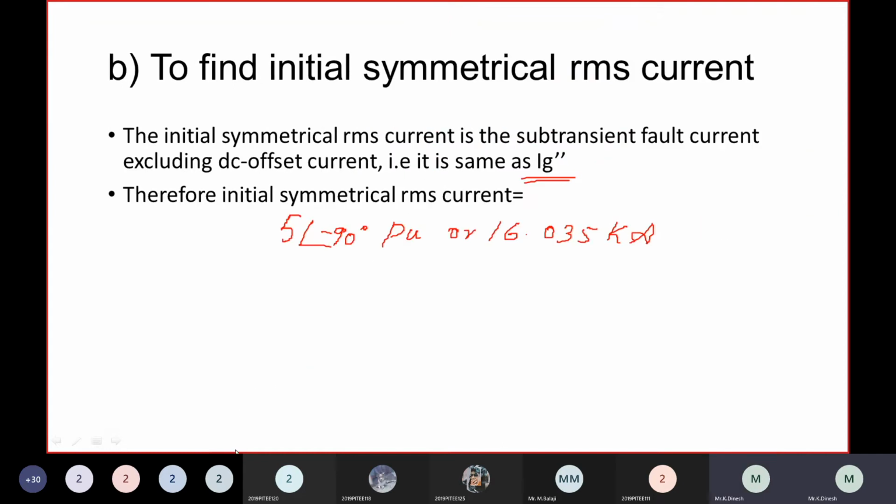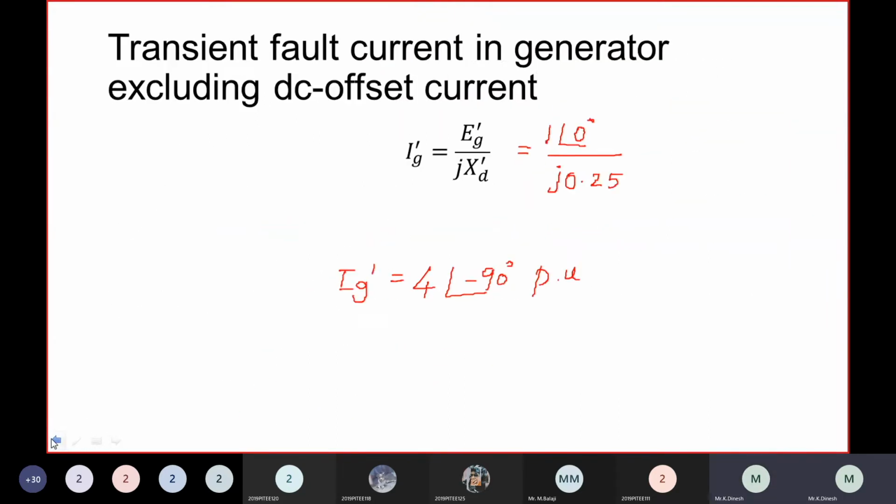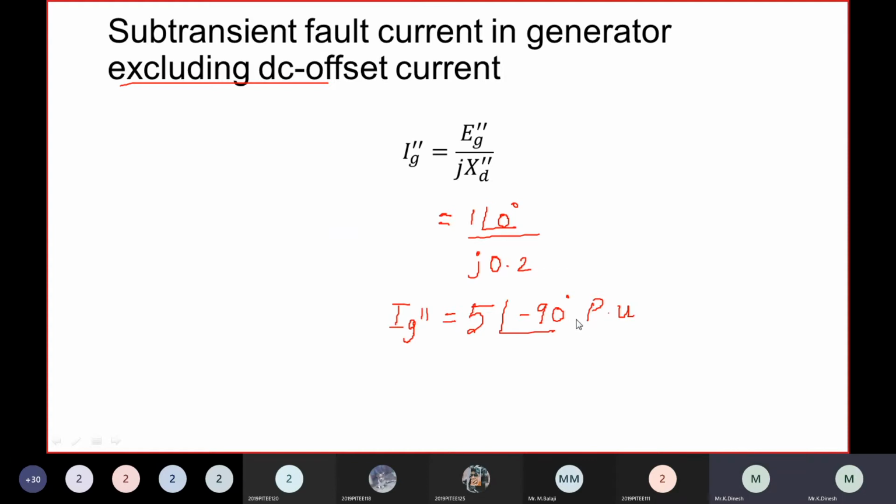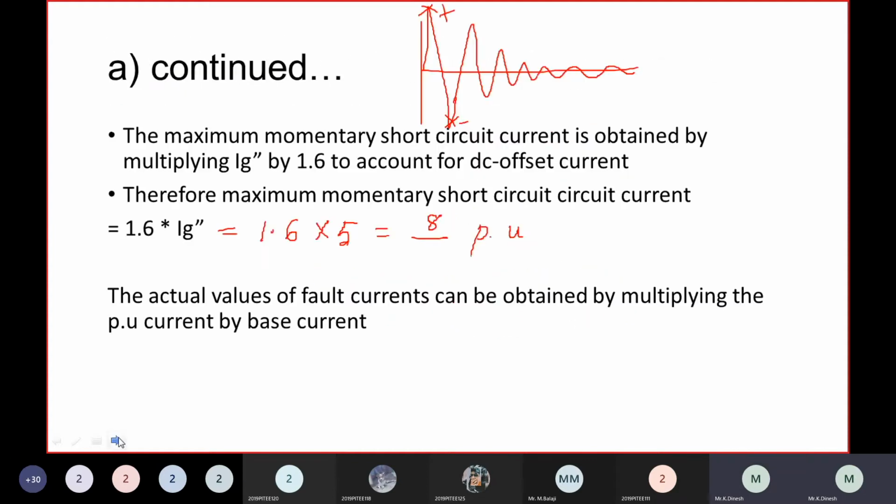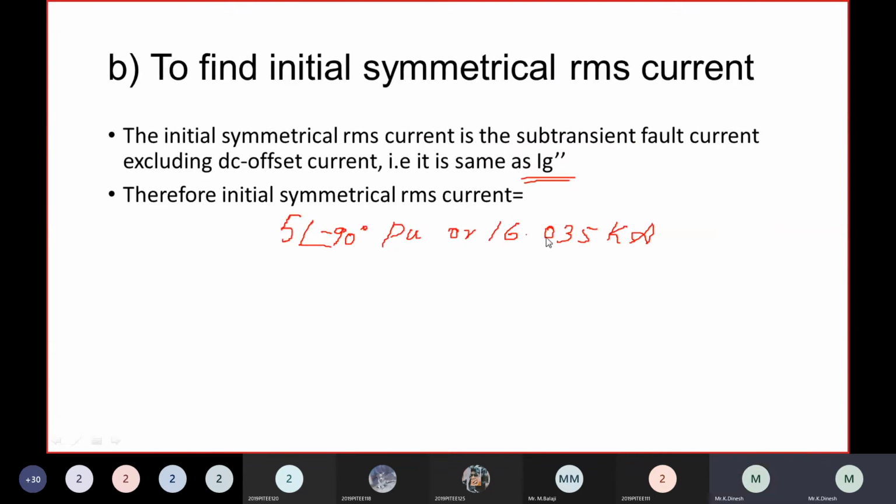Next, we have to find the initial symmetrical RMS current. The initial symmetrical RMS current is nothing but the subtransient fault current excluding DC offset, the same as your Ig double dash. So Ig double dash and I RMS are the same: 5 at an angle minus 90, which we determined earlier. To get the actual value, we multiply by IB, and you get 16.035 kiloamps. This is the initial symmetrical RMS current.